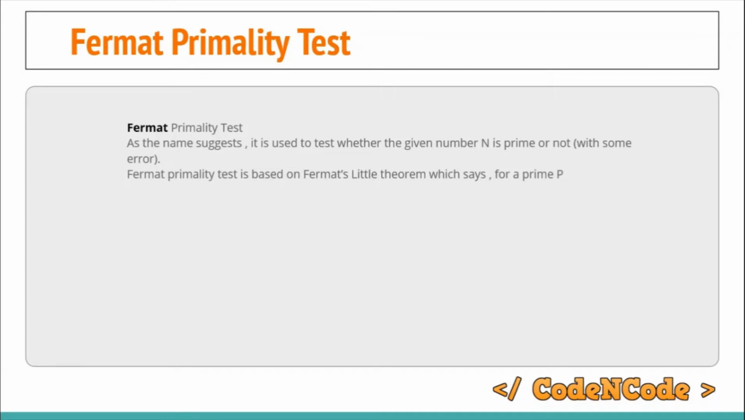Now, Fermat's primality test, as the name suggests, is a method or algorithm to test whether the given number n is prime or not, with of course some probability of error. Fermat's primality test is completely based on Fermat's little theorem, and that is where the name came from. Fermat's little theorem says that for a prime number p, a raised to the power p minus 1 is congruent to 1 modulo p. This is what Fermat's little theorem says.